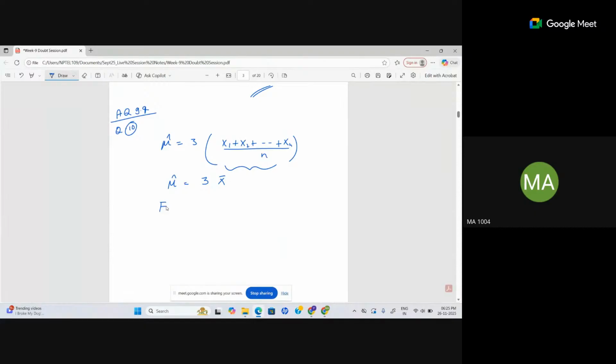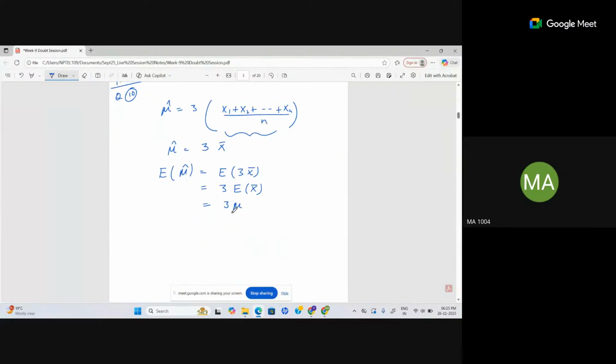Now we have to find expectation of mu hat, which will be equal to expectation of 3x bar. This is 3 times the expectation of x bar. Now what is the expectation of x bar? Mu itself, ma'am. This is mu. So expectation of mu hat will be 3 mu.